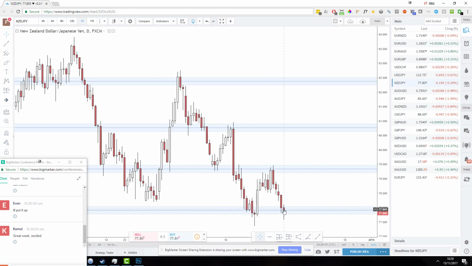So New Zealand JPY stalling on this support area could give us a reversal. Indecision candle's quite big. Probably going to be a bad risk to reward ratio, but it's worth keeping an eye on for those of you who want to trade it.